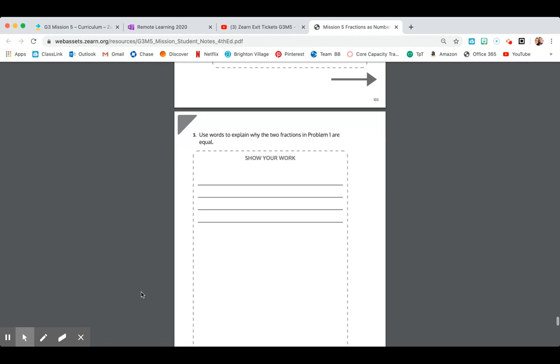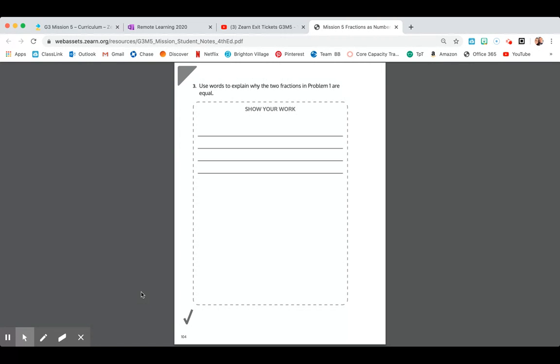Use words to explain why the 2 fractions in problem 1 are equal. So as I explained as we were doing it, as I was explaining my thinking, now I would just write those words here in this space. So I would say 2/3 is equivalent to 8 twelfths because when multiplied by the factor of 4, they represent the same amount of a part of a whole. And that would be that.